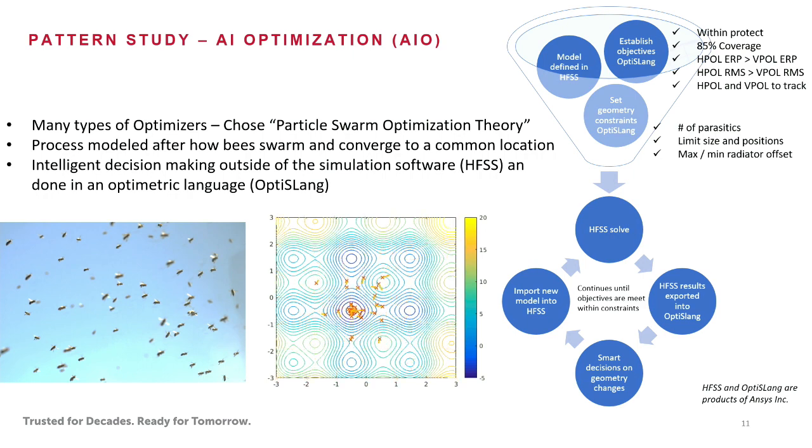In this case, we'll define, maybe you say, I need to be within the FCC protect contour. I've got to cover 85% of this area. My H-pole, by the way, has to be greater than my V-pole ERP in every direction. My H-pole and V-pole should track together, right? I wouldn't want to make a change where all of a sudden I've got a lot of V-pole energy over here and a lot of H-pole over here, right?